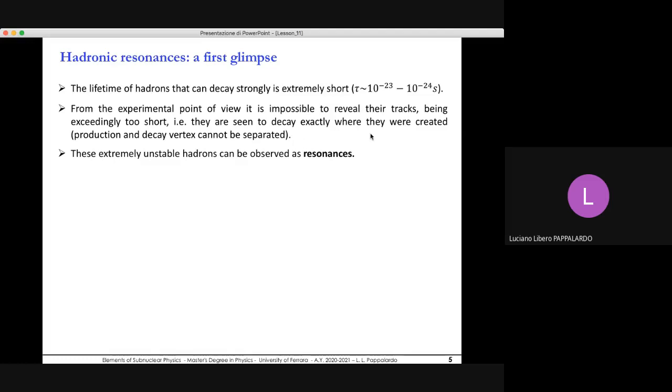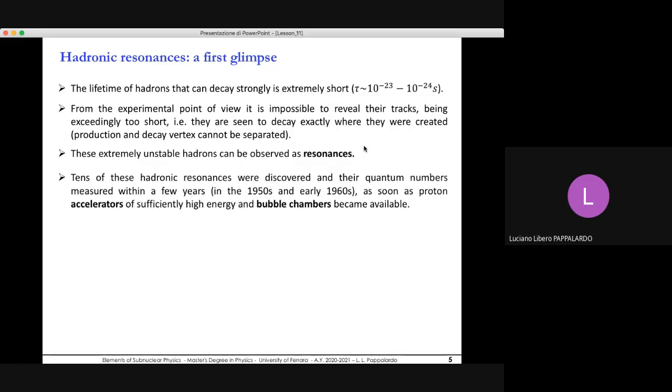However, one can detect these objects in the form of resonances. We will see more about this later on. Tens of these hadronic resonances were discovered in the 50s and early 60s, as soon as the high energy accelerators came into operation after the Second World War. Also their quantum numbers have been measured for a few of them, by making use of bubble chambers, which were the high energy particle detectors available at that time.